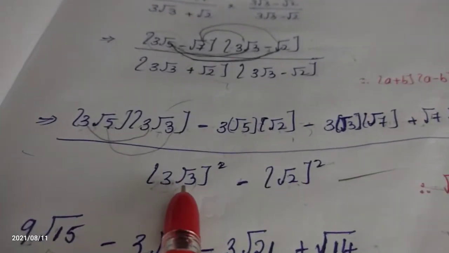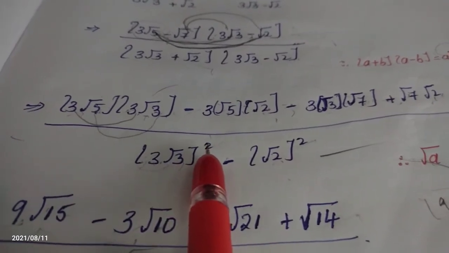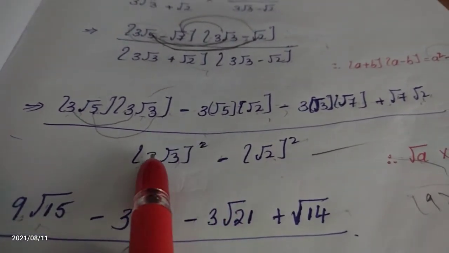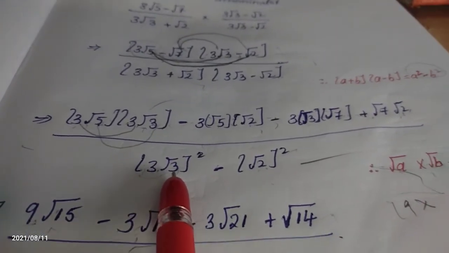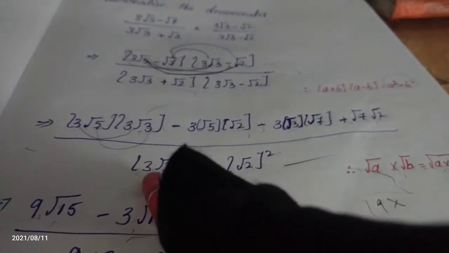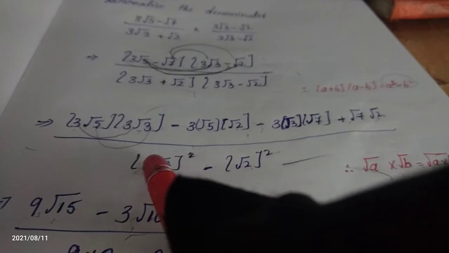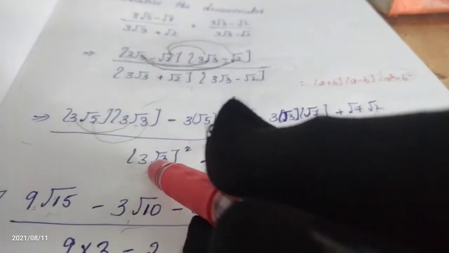Okay, come to the denominator. What will happen? 3 root 3 is whole square. This square is applicable for 3 also, and this square is applicable for root 3 also. When we apply this square to 3, the 3 square value is 9. Okay, 3 square value is 9.